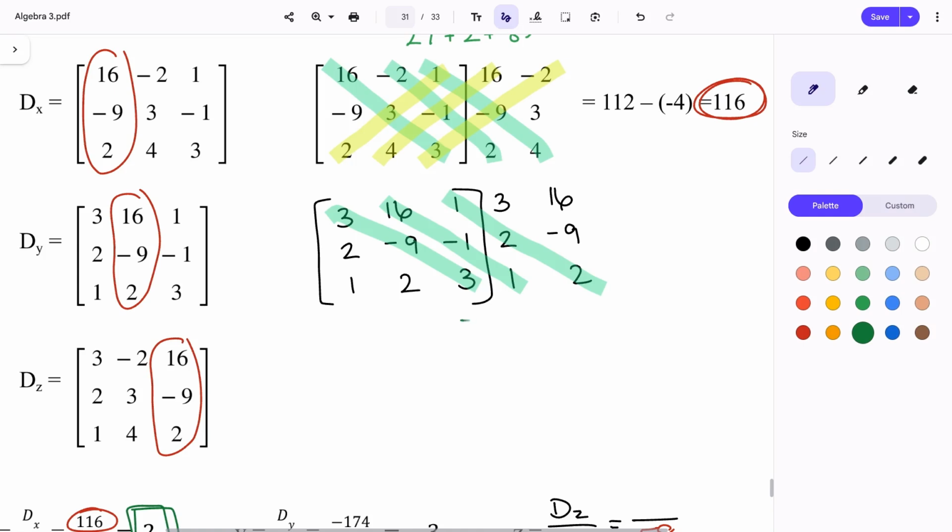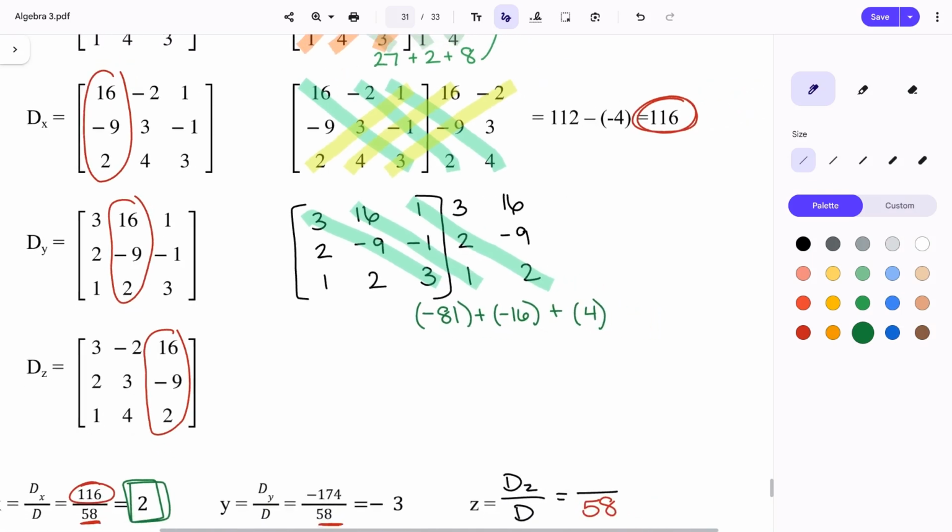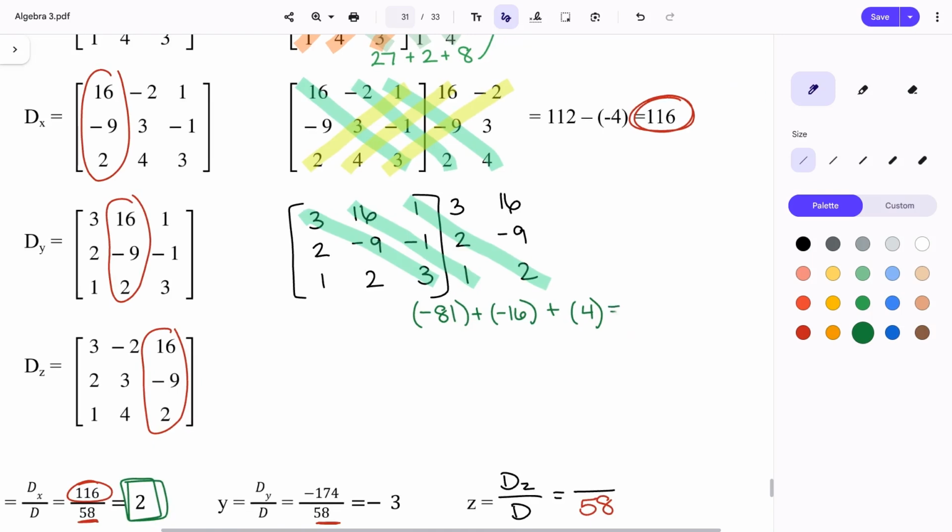Negative 81. Plus 16 times negative 1 times 1? Negative 16. And then the last one would be 4. So if we add those together, what do we get? Negative 93. Okay, so I'm just going to write that here. Negative 93. Okay, let's switch to our next set of diagonals. Going this way.